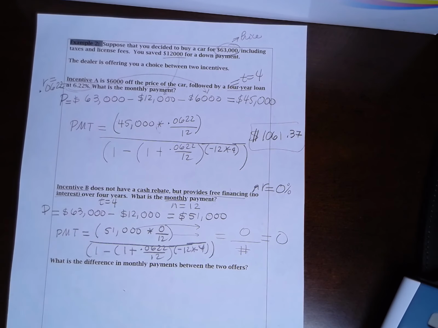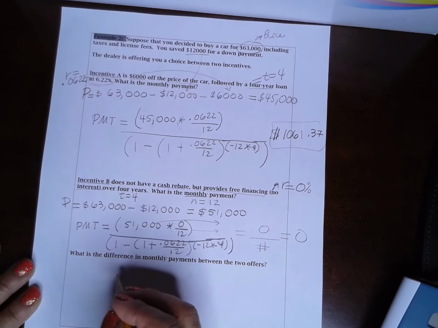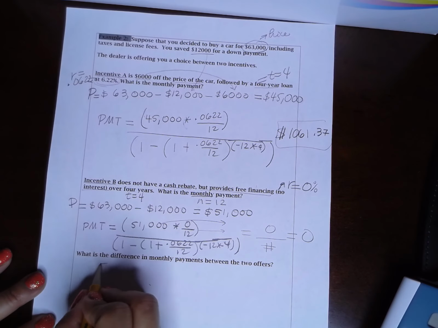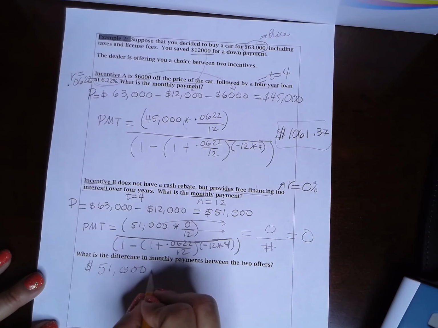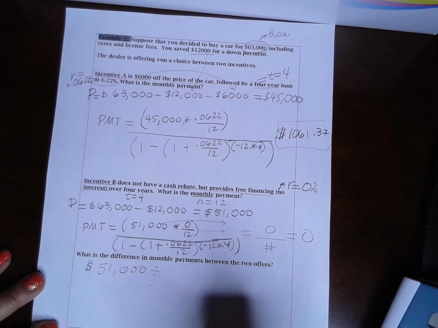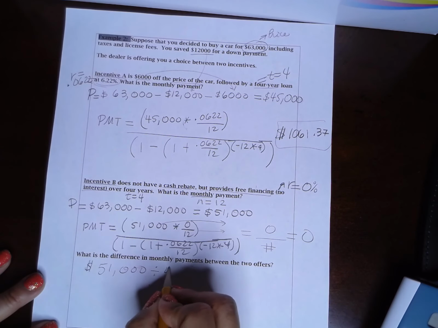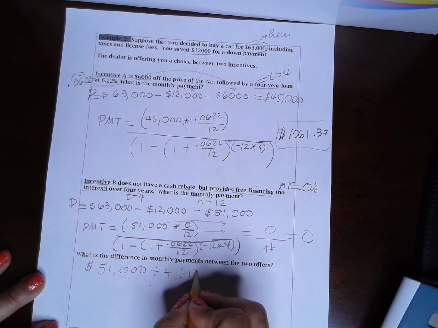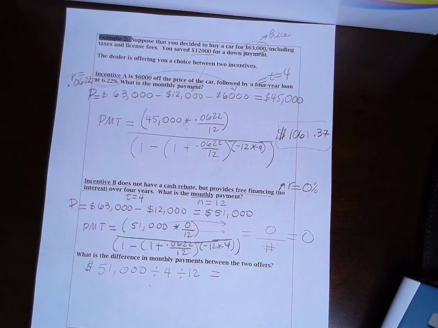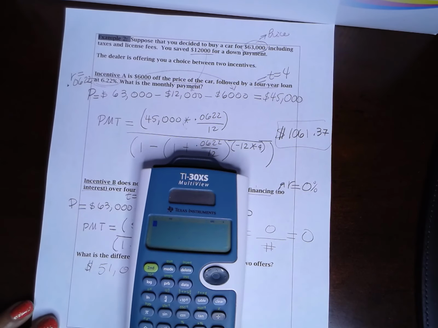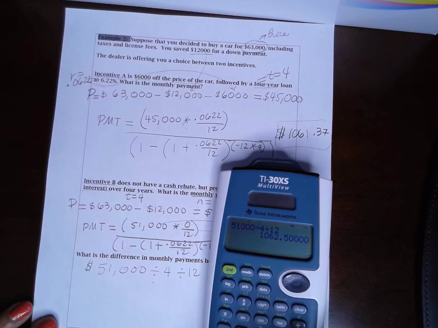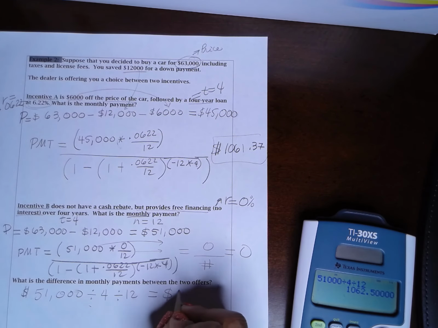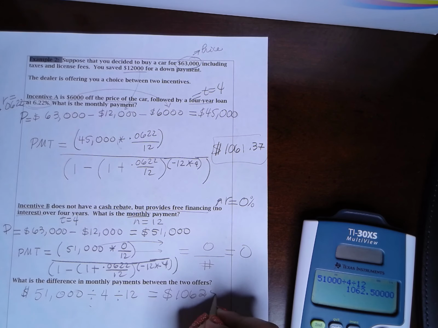So in order to determine how much you're going to pay monthly, you basically take the $51,000 and you divide it by how many years this one is, 4 years. And then you divide it by 12 because there are 12 months in a year. So basically this is going to be 51,000 divided by 4 divided by 12, and that will be your monthly payment: $1,062.50.